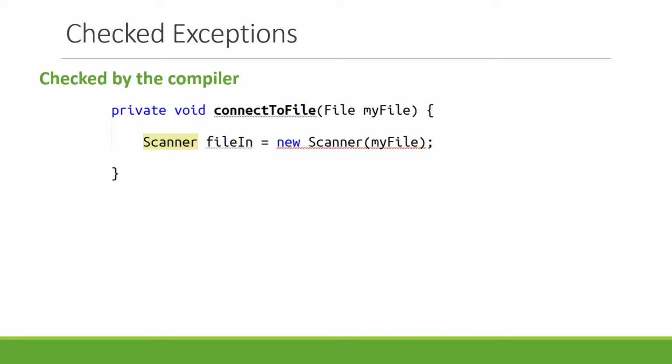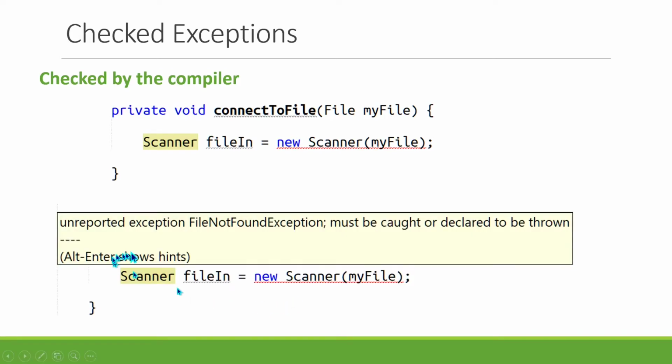If you were to hover over that error, you would see this tooltip. It says unreported exception FileNotFoundException, which as we know is a child of IOException, which is a checked exception because it's a direct child of the Exception class, must be caught or declared to be thrown. That's the key thing. Must be caught or declared. This is outlining your two possible solutions to getting rid of this compile error.